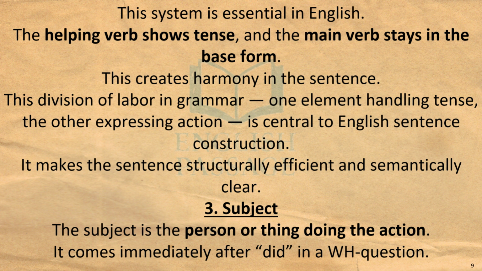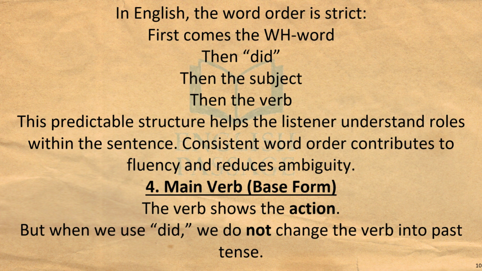3. Subject. The subject is the person or thing doing the action. It comes immediately after did in a WH question. In English, the word order is strict. First comes the WH word, then did, then the subject, then the verb. This predictable structure helps the listener understand roles within the sentence. Consistent word order contributes to fluency and reduces ambiguity.